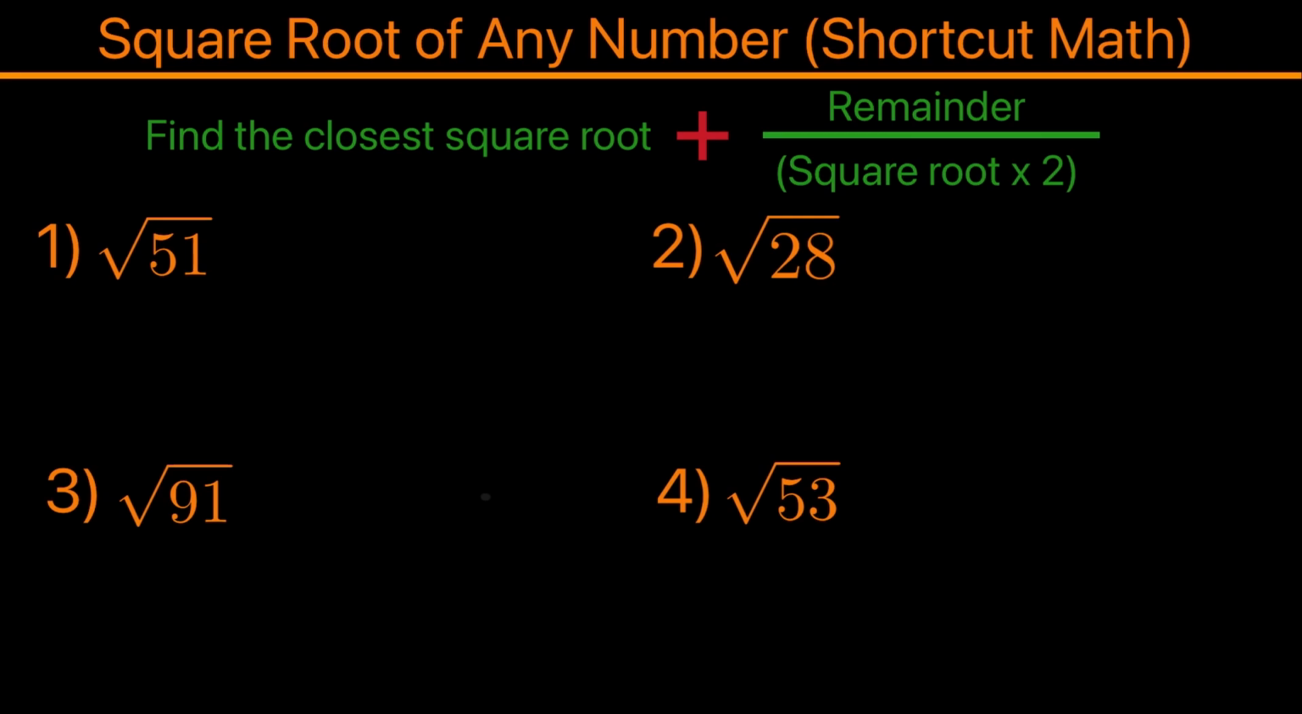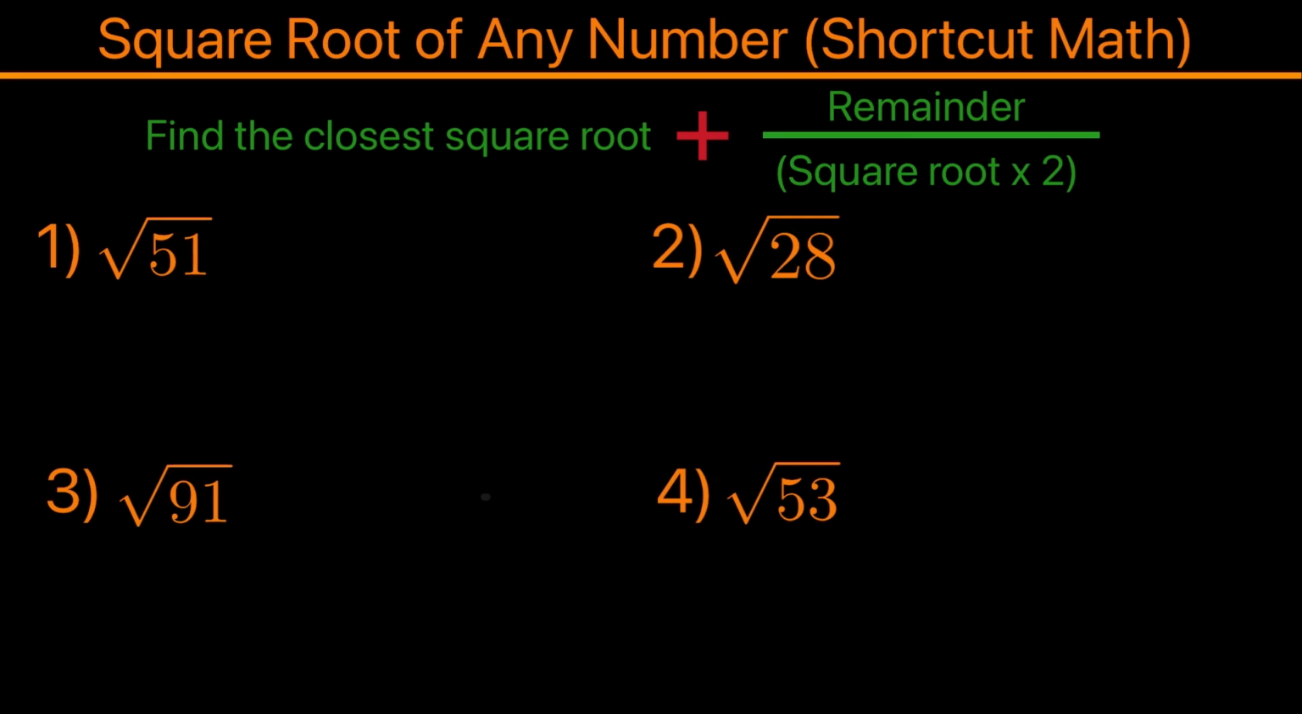First, you find the closest square root. Then you add the remainder of the number and divide that by the square root times 2. Now, this all may seem a bit confusing right now, but after the examples, you will be more clear on how to do this in your head. So let's go over the examples below.